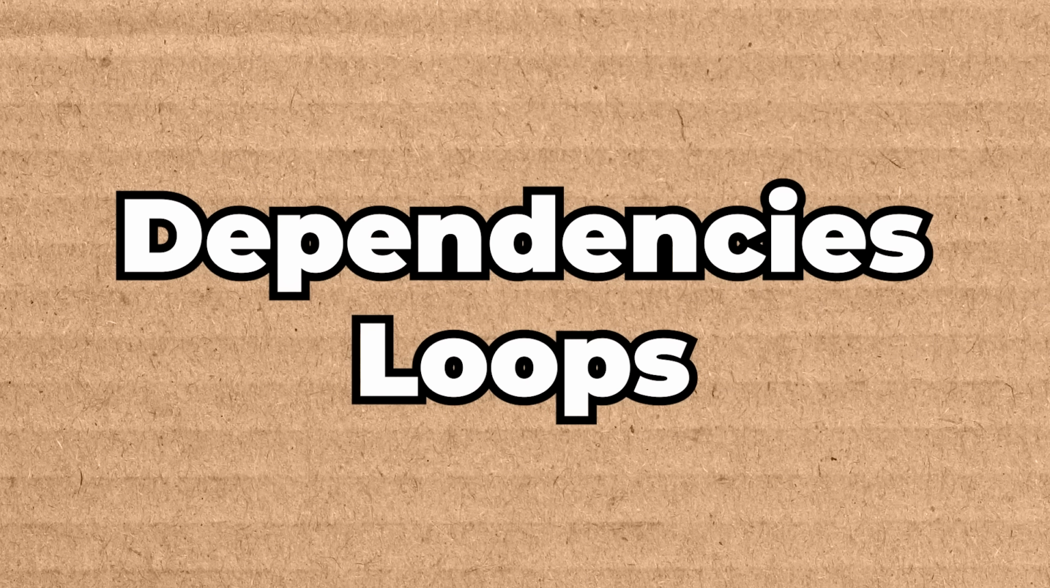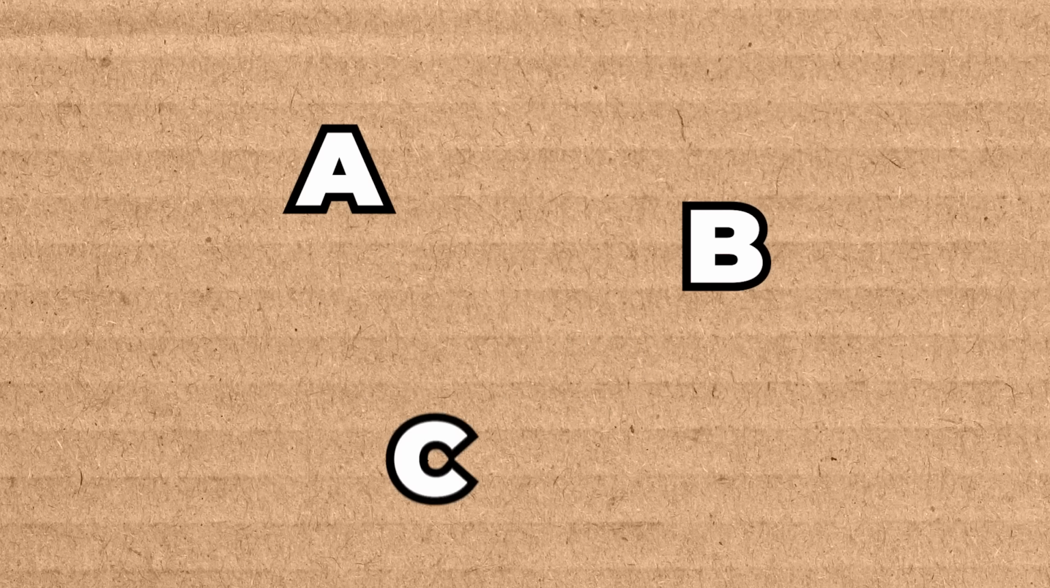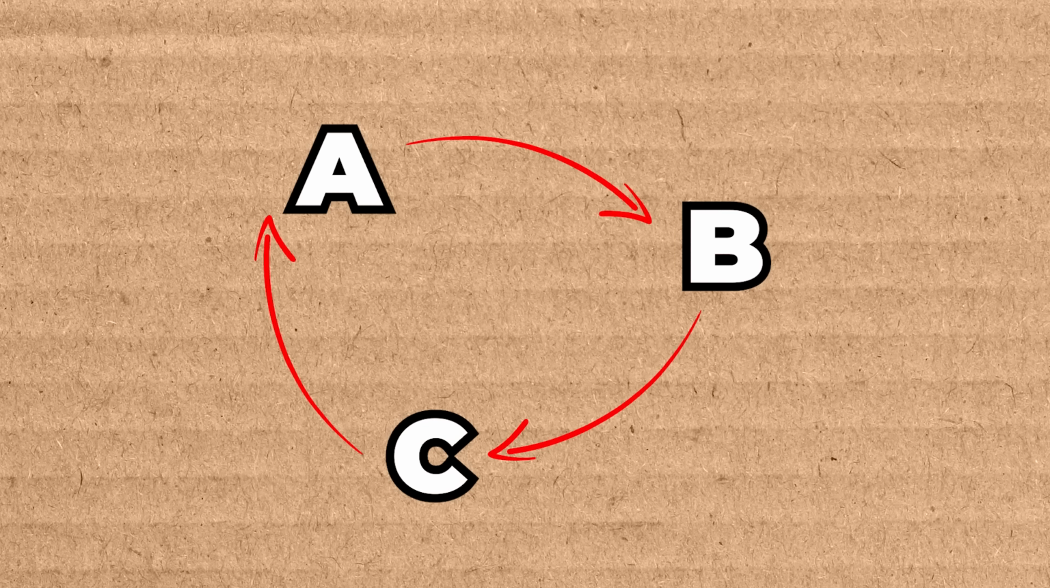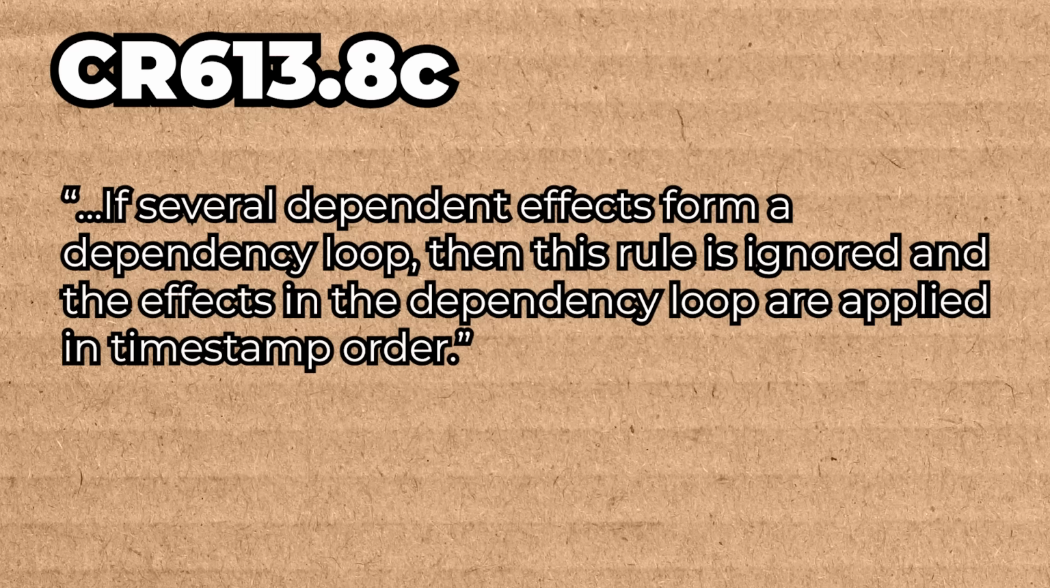The last thing we need to mention about dependencies is dependency loops. Now, in my entire history of playing Magic, I have never seen a dependency loop in any of the games I've played. But all they are is, imagine you have 3 effects, A, B, and C, and each of these effects depends on each other. This is where a dependency loop forms. Rule 613.8c tells us that if a loop forms, we simply apply the effects in timestamp order. Now, I'm going to link to some resources below if you want to dive further into dependency loops, but as I've mentioned, it's unlikely you'll come across them in a real game.